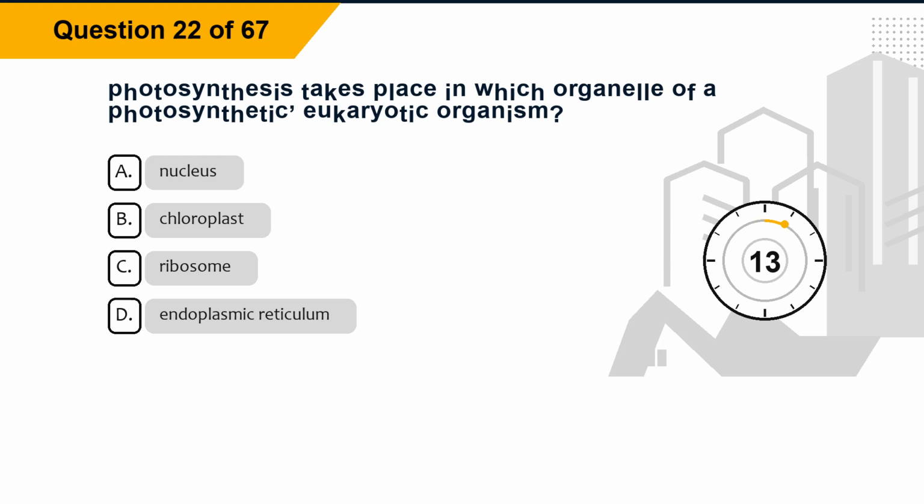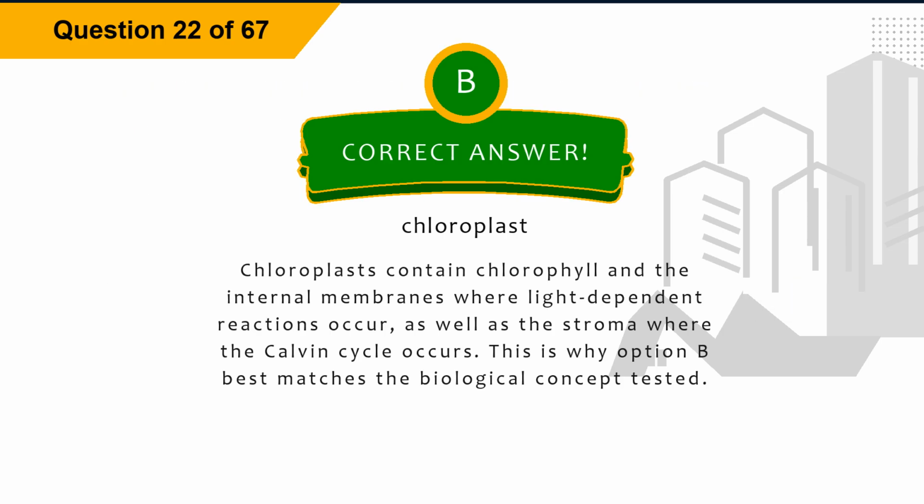Question 22. Photosynthesis takes place in which organelle of a photosynthetic, eukaryotic organism? Option A, nucleus. Option B, chloroplast. Option C, ribosome. Option D, endoplasmic reticulum. The correct answer is option B, chloroplast.